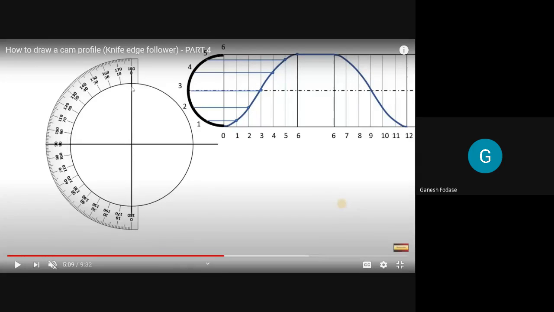Let's say this is your starting point, the initial point. Here the follower is in contact. From this point, divide this circle in an anti-clockwise manner. Why anti-clockwise? Why not clockwise? Because the cam rotates clockwise. It is given in the numerical. The cam rotates clockwise, and hence we divide in the anti-clockwise sense. Clear?